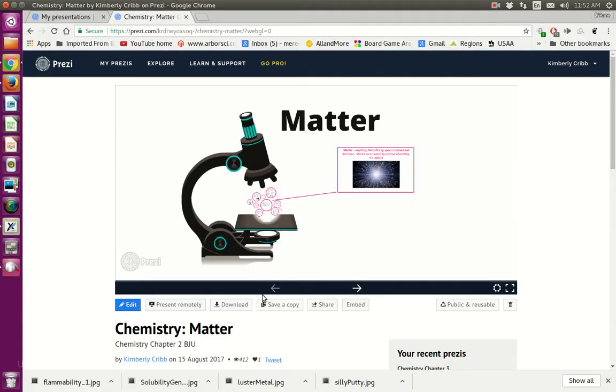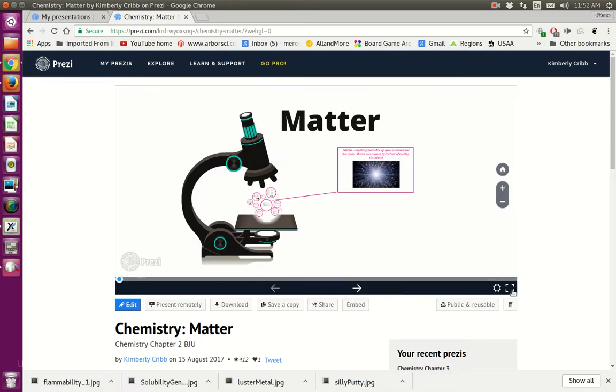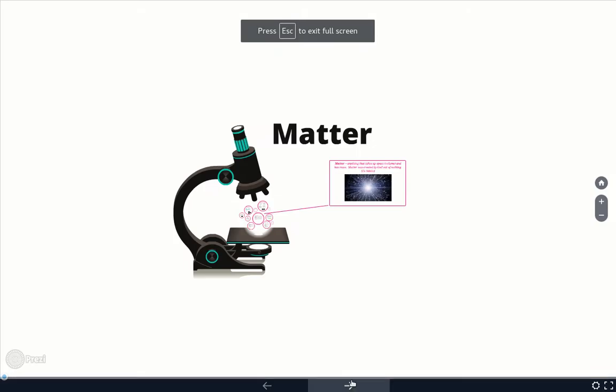We're going to be using the Prezi for Chapter 2. And this Prezi is also under resources, so you can pull it up and watch it yourself or review some of the videos. But in this instruction video, we're going to use the Prezi some, and we're going to actually write on the notes themselves when it's needed. So let's go back to the Prezi, make it full screen, and we're going to get started.